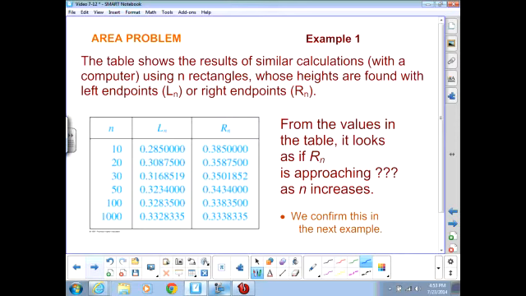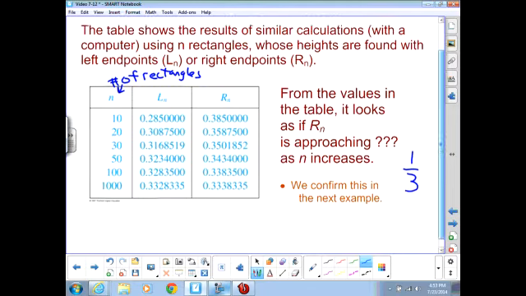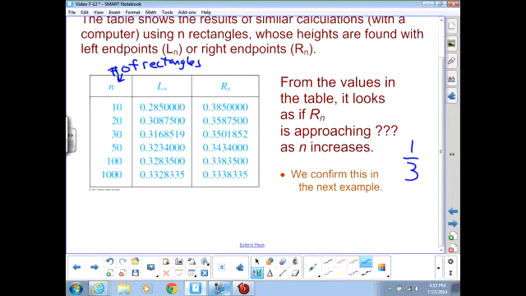And in fact, if n is our number of rectangles, notice as our number of rectangles keeps increasing, our left-hand endpoint estimate and our right-hand endpoint estimate keep getting closer and closer and closer. Notice they appear to be approaching 1/3. So based on this, it looks like our actual area under the curve is 1/3. Well, we're going to show that algebraically in a second.